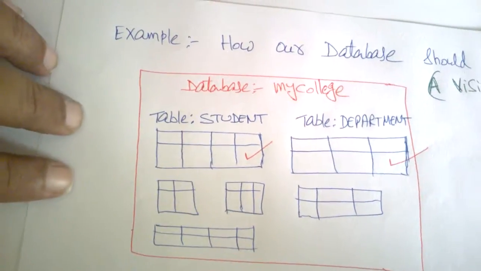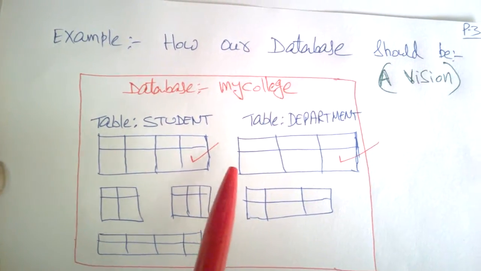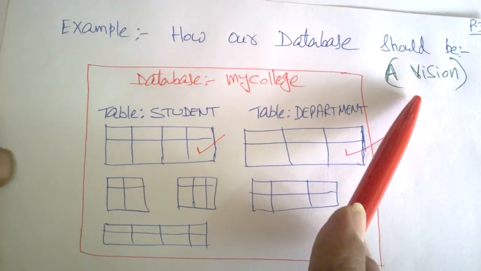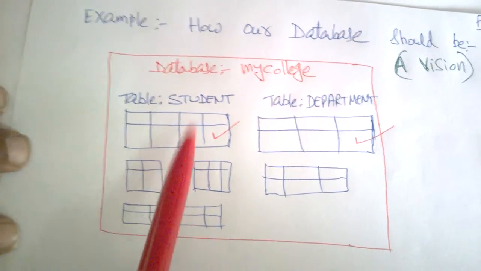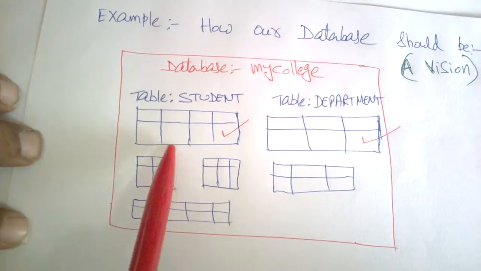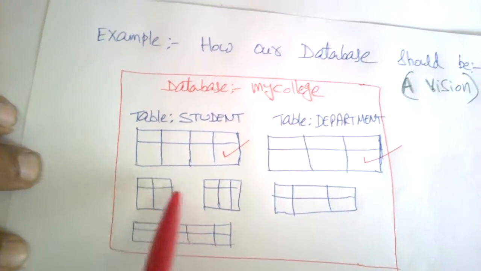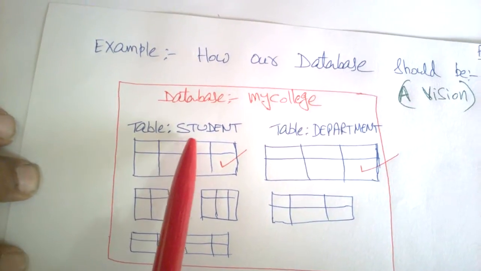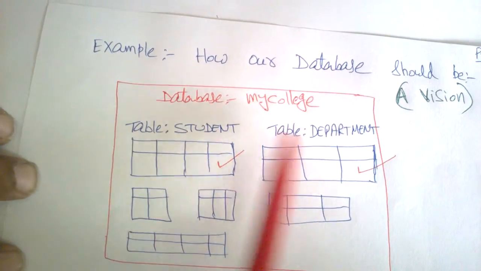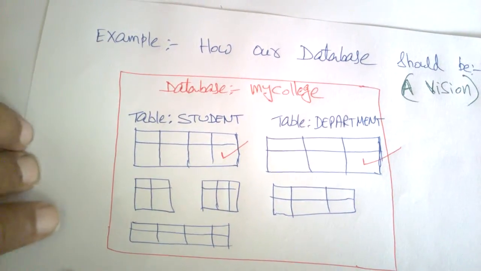Now, let us look at what we want to accomplish in this session. Whenever we take up a task, big or small, we need to have a vision. How exactly do we want to achieve that? This is the vision of the database that we want. This is a database name, and this is a table, and this is a table. This database may contain many tables, which we will create later on. But right now, in this vision of our database, we'll create a database. We'll create a student table and a department table, and later on, we will add data into the database.